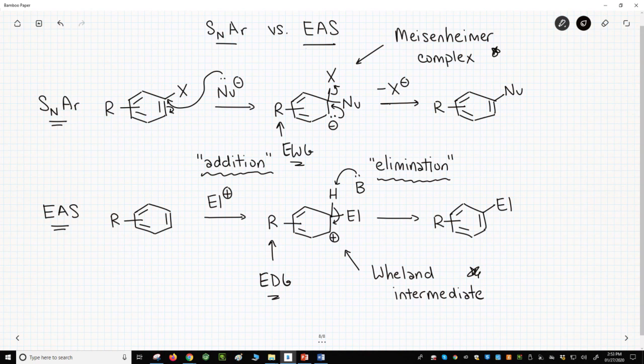SNAr and EAS reactions are both substitutions, but the charges of the reaction intermediates are completely opposite. The sign of the charge determines the nature of the R groups that are favored for each reaction.